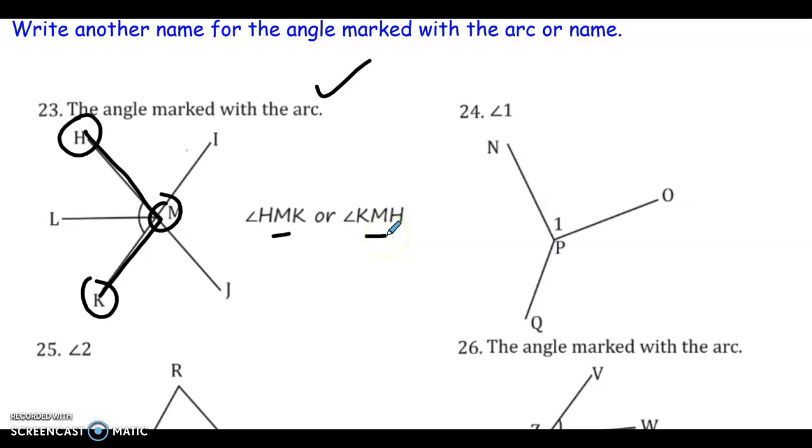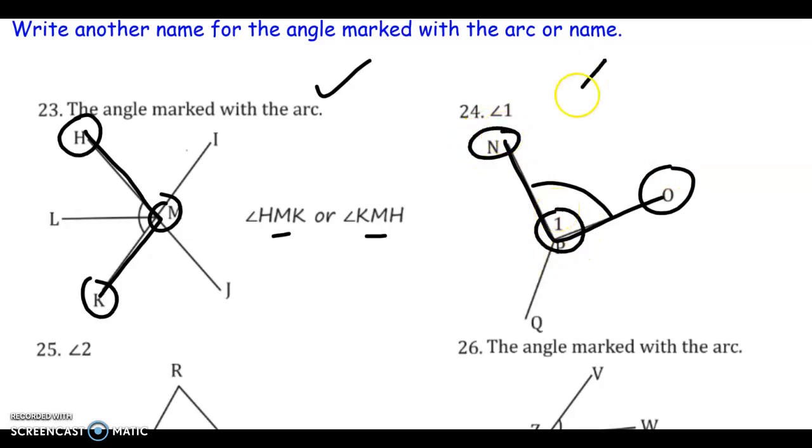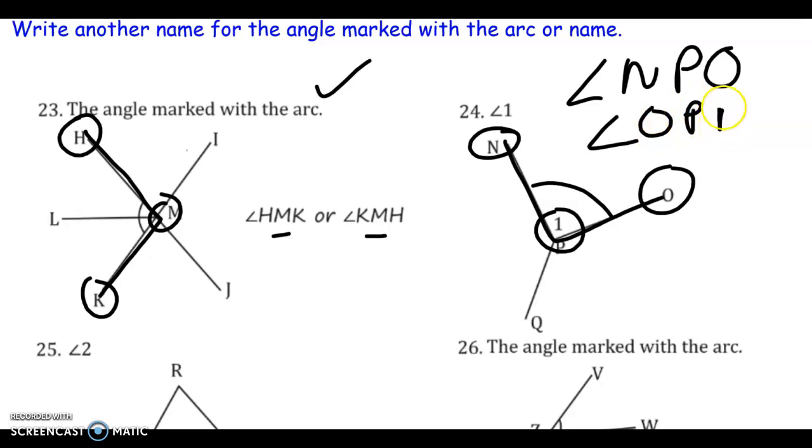Okay, the same thing for the next one. That one was done for you. I'm looking for angle 1, which is this angle right here. So the first thing I do is draw an arc across it, to identify the angle I'm looking for. And then I'm going to name the angle. The angle has an endpoint there, an endpoint there, and a vertex here. So it is angle NPO, or angle OPN. It doesn't matter which order you do it in. All right, you're going to pause the video and finish those now.